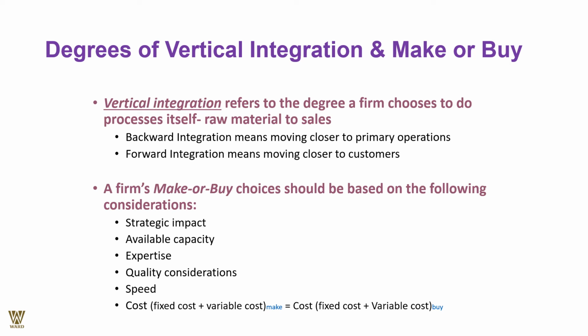So one is towards backward integration, the other one would be forward integration. Our firm's make or buy choices should be based on the following considerations: strategic impact, availability, capacity, whether they are able to cater to such huge quantities, expertise, whether they are expert enough, quality considerations, speed, cost, fixed cost and variable cost, which need to be taken into consideration.